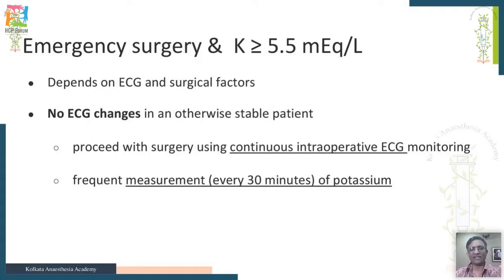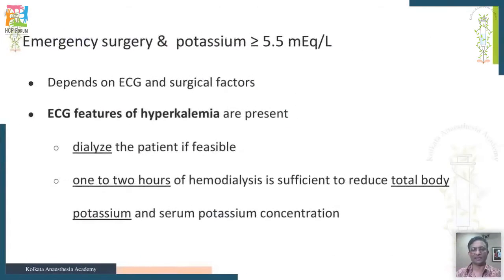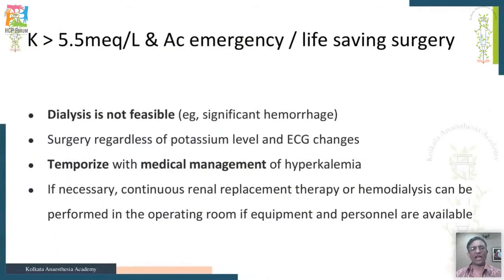So emergency surgery, you cannot take the person to dialysis. This is what you can do if you see that there are no ECG changes. If you find ECG changes, if feasible, dialyze. Again, for that 1 to 2 hours, which is enough to prepare the patient. What if you cannot dialyze? Then you will have to look at alternative temporizing medical management.